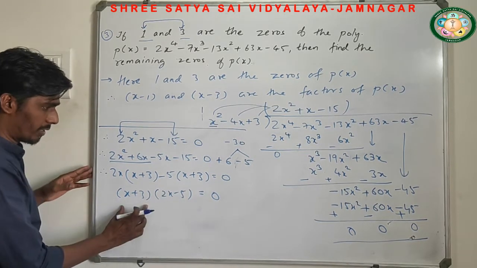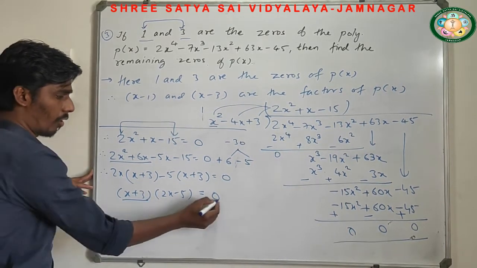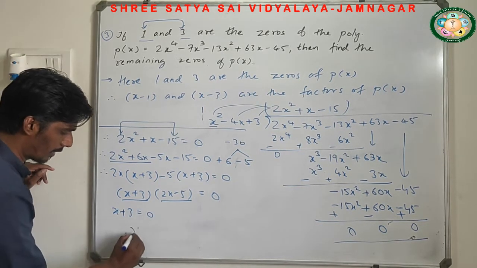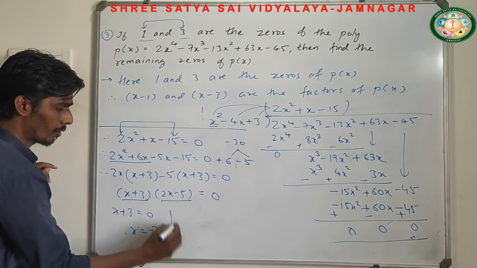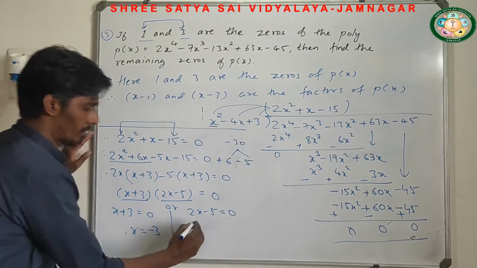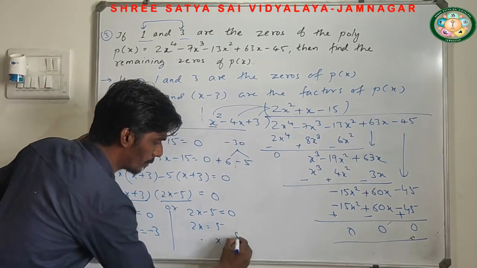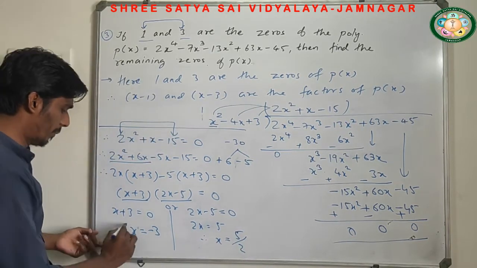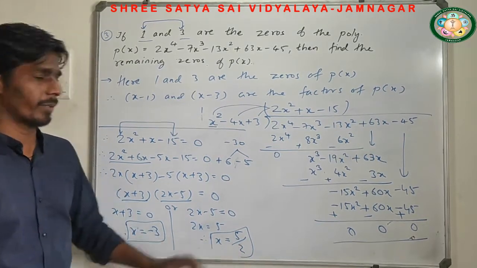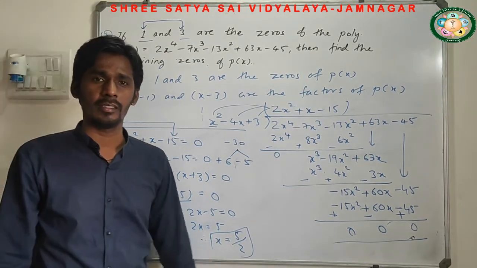Means this common bracket first and then 2x minus 5 here. Either this bracket is 0 or this bracket is 0. So x plus 3 equals to 0, then x equals to minus 3, or 2x minus 5 equals to 0. So 2x equals to 5 and therefore x equals to 5 by 2. So the remaining two zeros are minus 3 and 5 by 2. That you have to write down with statement.